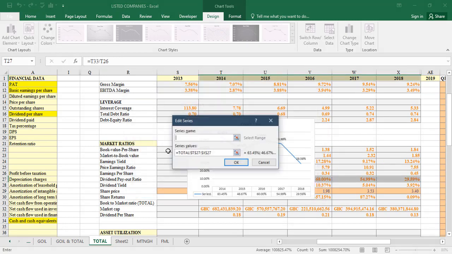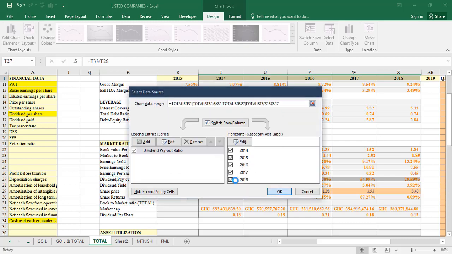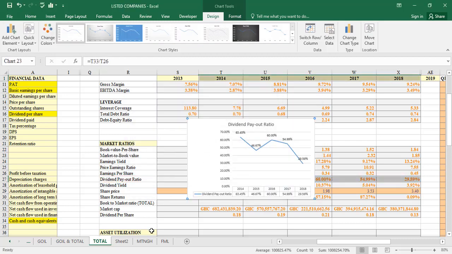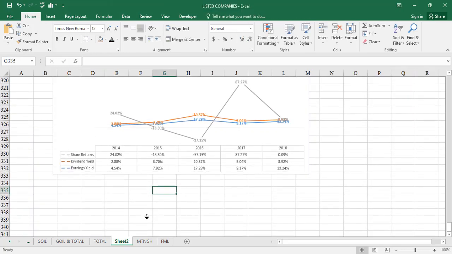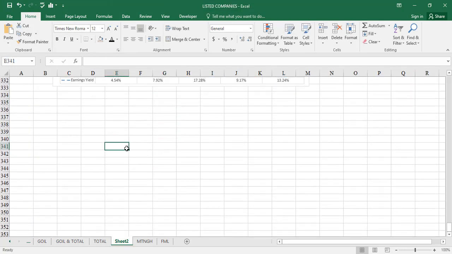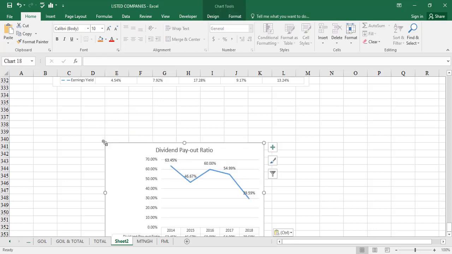Okay, so let's rename it. This will be the dividend payout ratio. Okay, so there we have it. Let's take it to our blank sheet and then work on it. So we have the dividend payout ratio. Now let's see how it works.